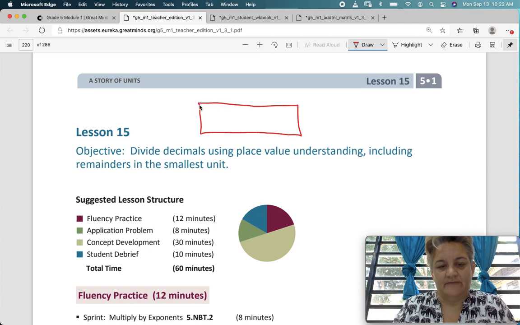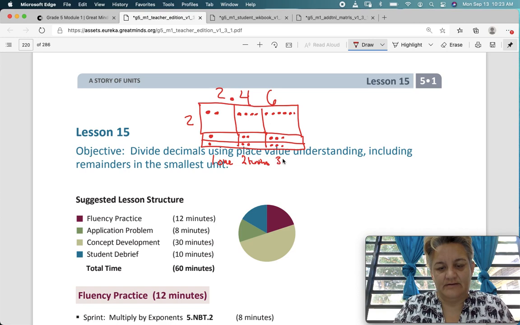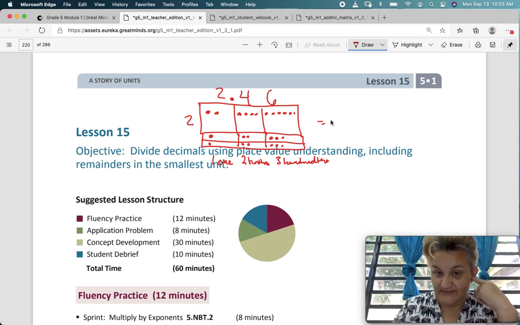If we have a number like 246, and we're going to divide that number by 2, then we're going to come down here and create 2 more. 2 divided by 2 is 1. 4 divided by 2 is 2. And 6 divided by 2 is 3. Then our answer here is 1 and 2 tenths and 3 hundredths. That's what we did in lesson 14, and if you need a reminder, go back and watch the lesson 14 video again.